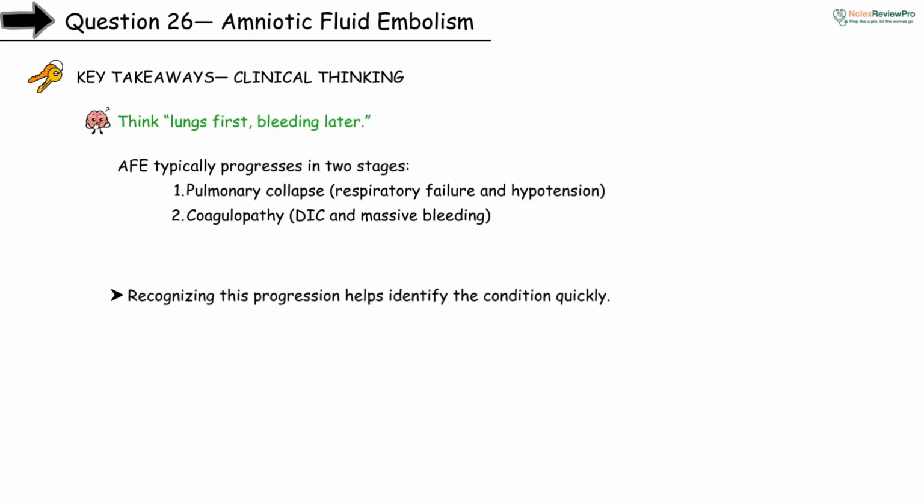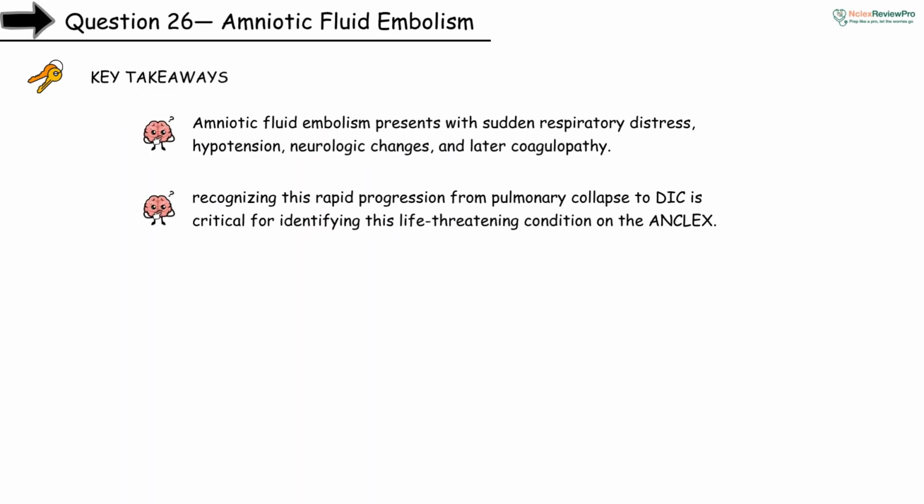And here's a high-yield memory tip. Think: lungs first, bleeding later. First, pulmonary collapse with hypoxia and hypotension. Then, progression to coagulopathy and DIC. So the key takeaway here is this: amniotic fluid embolism presents with sudden respiratory distress, hypotension, neurologic changes, and later coagulopathy. And recognizing this rapid progression from pulmonary collapse to DIC is critical for identifying this life-threatening condition on the NCLEX. Alright, that brings us to the end of Section 4, Labor Emergencies.